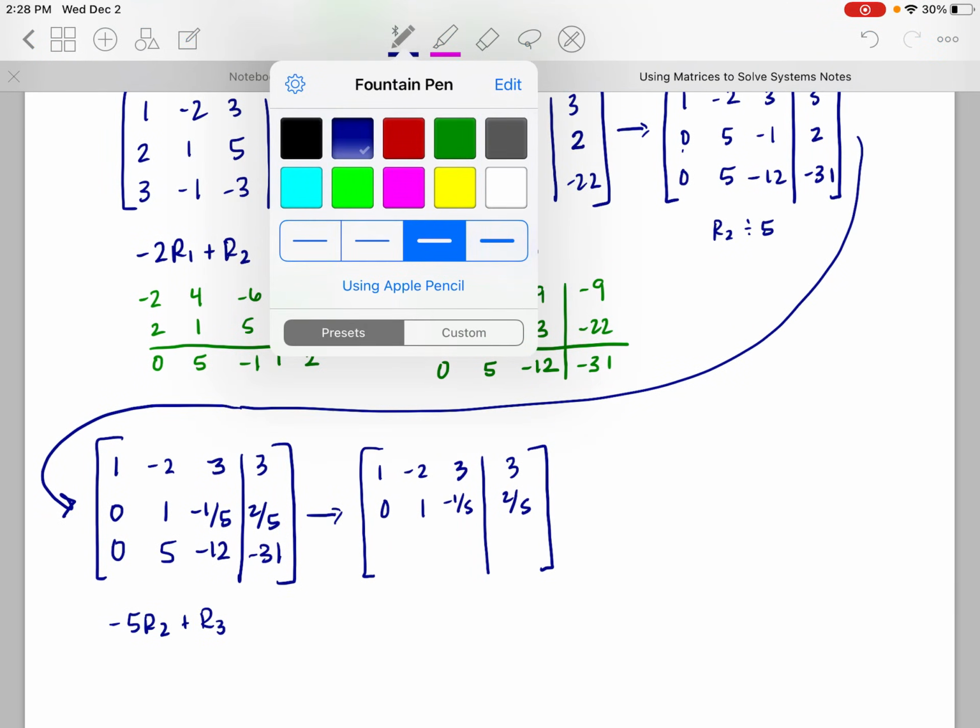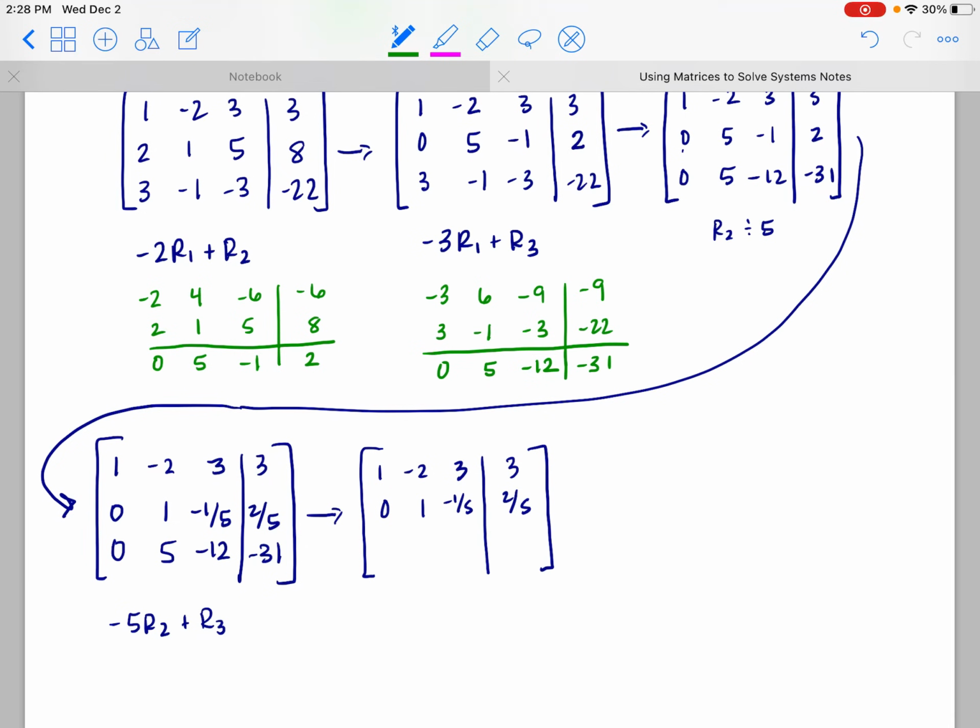I'm just changing row 3. Okay? So how's it going to look? Well, negative 5 times row 2, so I'm multiplying here by negative 5. That's going to give me 0, negative 5. Negative 5 times negative 1/5 is going to be 1. And negative 5 times 2/5 is going to be negative 2. And then I'm adding row 3, which was 0, 5, negative 12, and negative 31. And that's going to get me my new row 3.